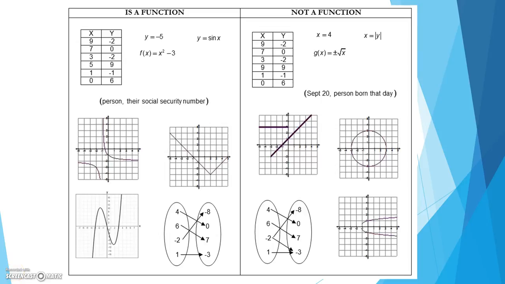Hey guys, so we are going to learn about what a function is and what a function is not. So the left-hand side of that table is functions and the right-hand side is not functions. So let's look at the table first. In the table on the function side, the reason that's a function is because when you look at all of the x values, there are no repeats. If you look on the side where it's not a function, that is not a function because these 9s repeat right there. So that makes that not a function.